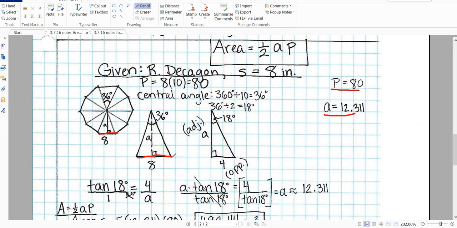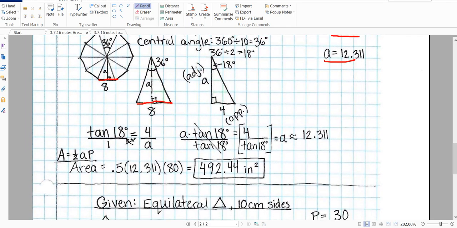So if the whole thing down here was 8, then we have 4 for half of it. A is going to be our adjacent side next to our angle 18 degrees. Because, you know, 18, that's half of 36. Our angle was bisected right here. Alright, and now we have another good setup for tangent because we're looking at 18 degrees and opposite of it is 4 and adjacent to it is A.